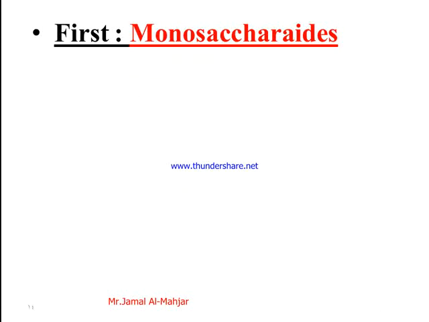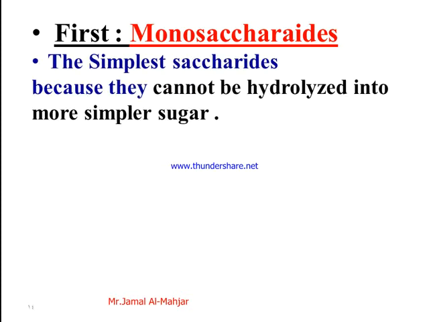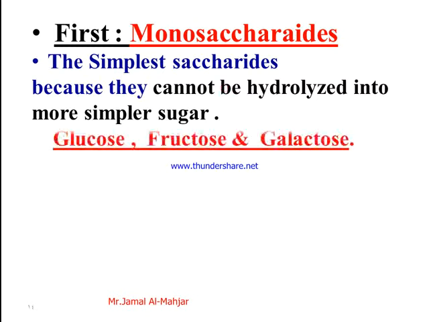First, we will talk about the monosaccharides. They are the simplest saccharides because they can't be broken or hydrolyzed into simpler sugars. That's why they are the simplest one. They can't be broken down into smaller ones. That's why we call them monosaccharides or the simplest saccharides.